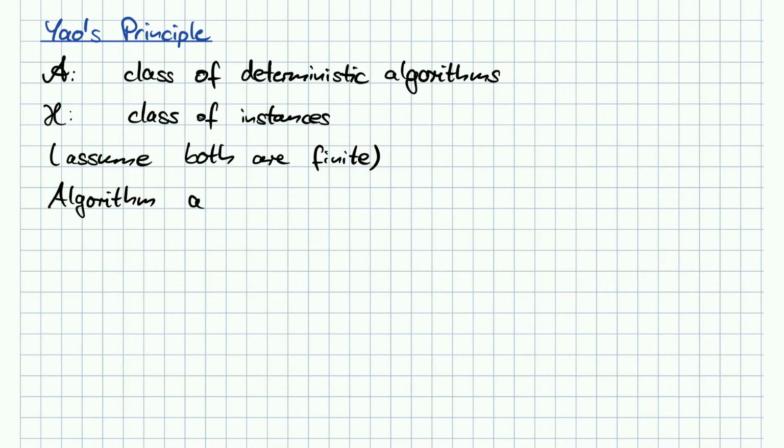And then we say that algorithm small a from this class incurs cost C(a, x) on instance x. Good. Now, the worst case cost of any deterministic algorithm on any of these instances would be just the maximum over all small a, maximum over all small x, of this C(a, x). But what about a randomized algorithm?